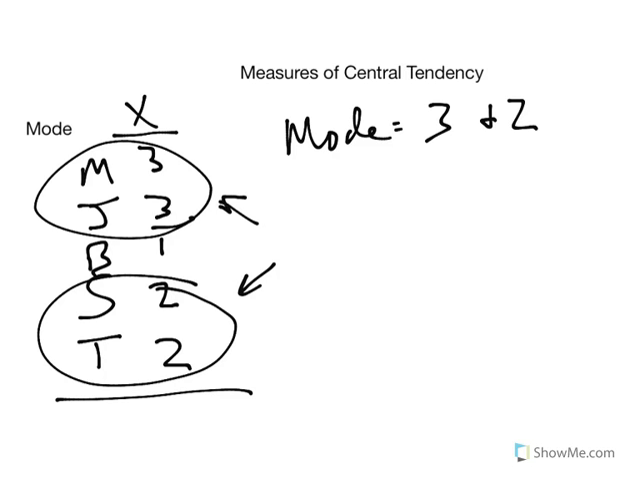Because there's one here and one here. You might say, well, why don't we split the difference? Well, the mode is pretty specific. It's the most frequently occurring score, or in this case, the most frequently occurring scores. So it actually can't be split between the two.